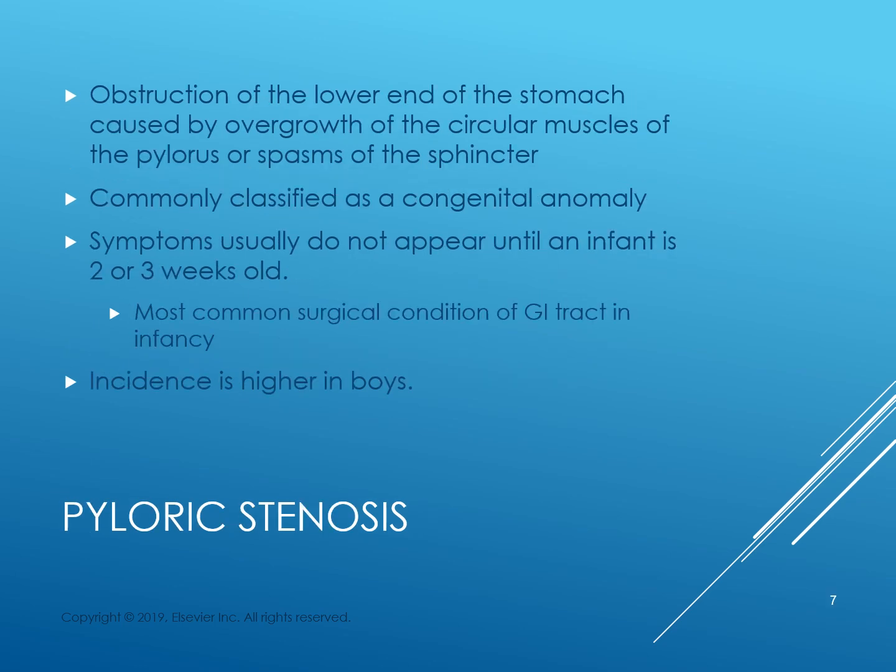Pyloric stenosis is an obstruction at the lower end of the stomach caused by an overgrowth of the circular muscles of the pylorus or by spasms of the sphincter. Symptoms do not appear until the infant is 2 or 3 weeks old. Vomiting is the outstanding symptom of this disorder. Typically, projectile vomiting occurs after feeding. Dehydration as well as malnutrition can develop. An olive-shaped mass may be felt in the right upper quadrant of the abdomen.